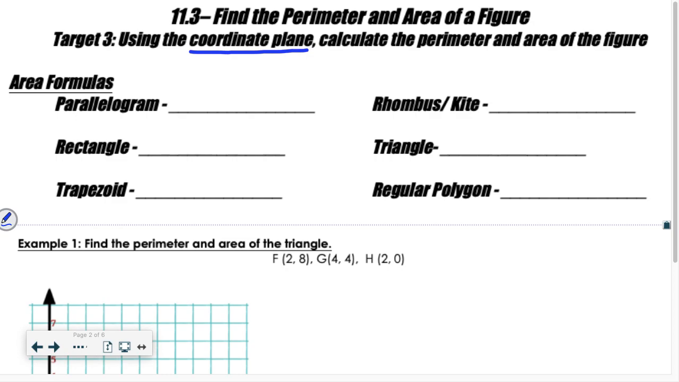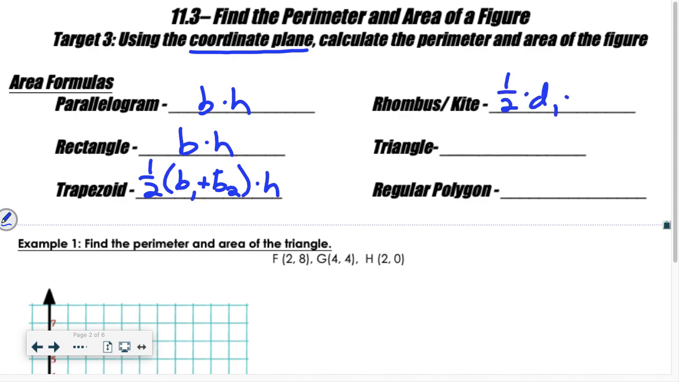We got area formulas for parallelogram, that is base times height. We have a rectangle, which is also base times height. We have a trapezoid, which is going to be 1/2 the sum of the two bases, so base 1 plus base 2, times the height. Rhombus or kite, a rhombus is also a parallelogram, but they have their own special ones. That's going to be 1/2 times diagonal 1 times diagonal 2. And triangle, we have 1/2 the base times the height.